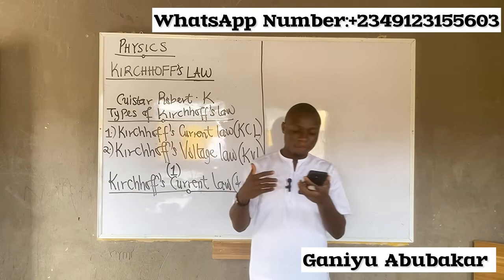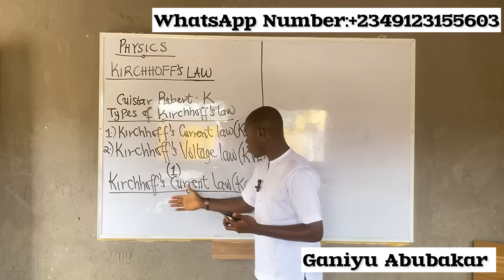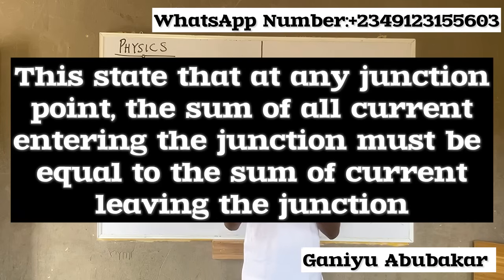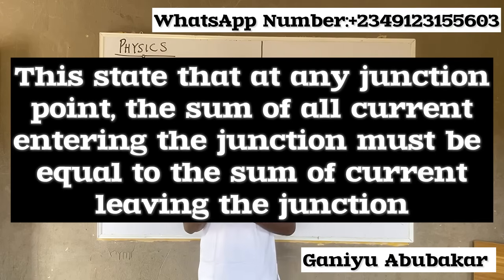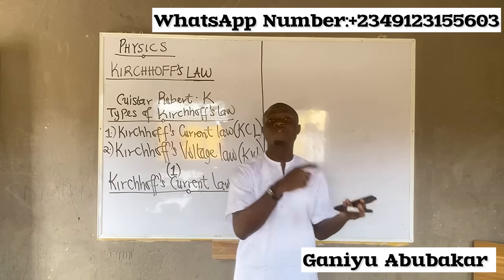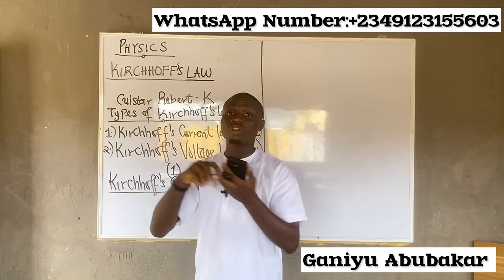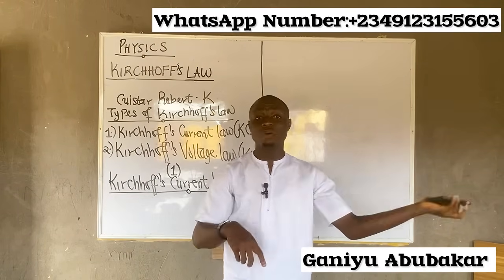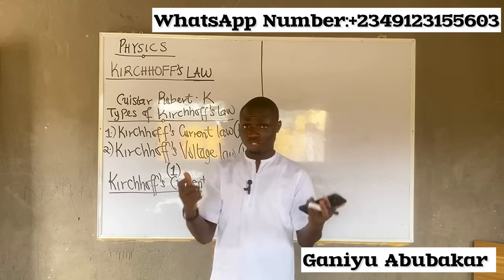Kirchhoff's current law, or Kirchhoff's first law, states that at any junction point, the sum of all currents entering the junction must be equal to the sum of current leaving the junction. So Kirchhoff's current law says that the sum of current entering into the junction must be equal to the sum of current flowing out or leaving the junction.